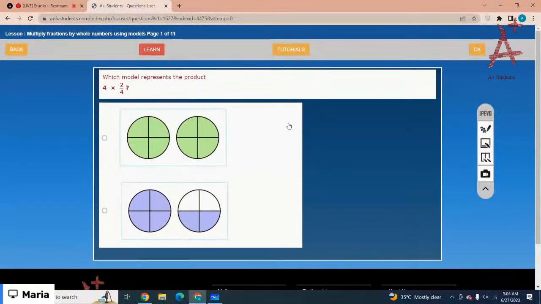Which model represents the product 4 times 2 by 4? So when you multiply the numerators, 4 times 2 makes 8 over 4 actually. Got it? That means 8 of the portions must be colored. So you can see here 1, 2, 3, 4, 5, 6, 7, 8. 8 of the portions are colored. So that would be option number 1. Got it?